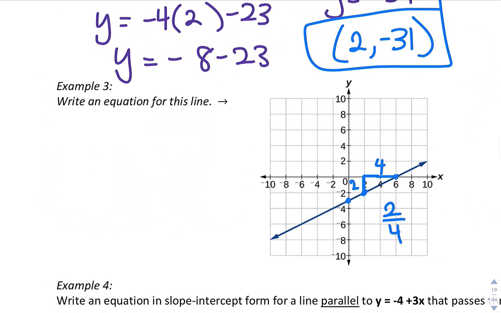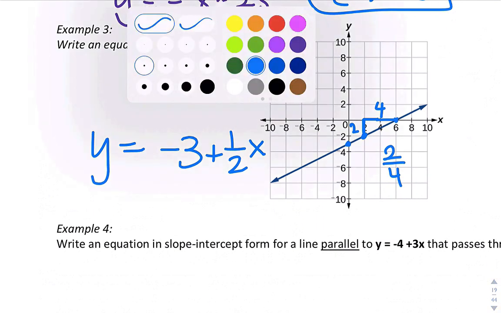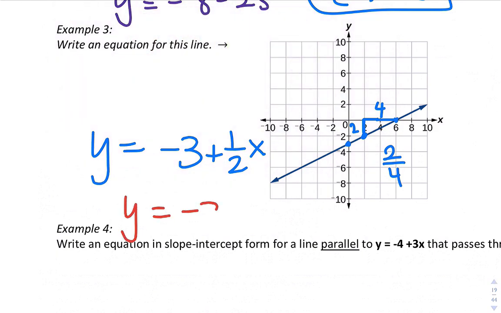So the equation of the line, y equals, I like to start with my y-intercept first. It was negative 3. It's a positive slope. So we have plus 1/2 x. Another way that you might see that written is y equals negative 3 plus x over 2, which is the same as 1/2 x. So you might see it like that as well. Whoops, I'm trying to make this look neater for you. There we go. Negative 3 plus x over 2.